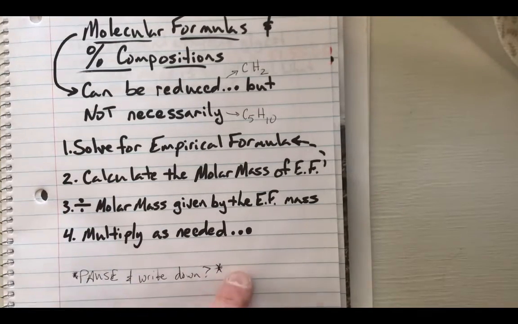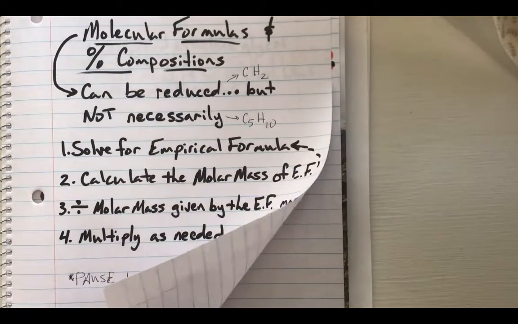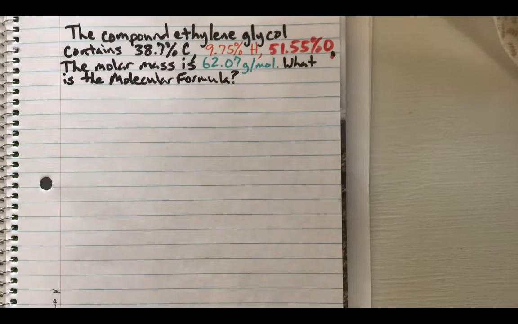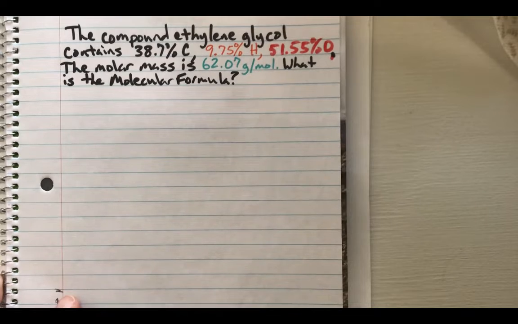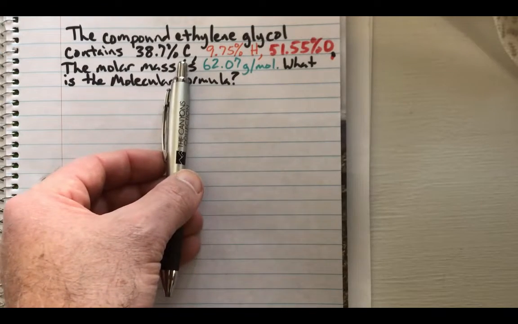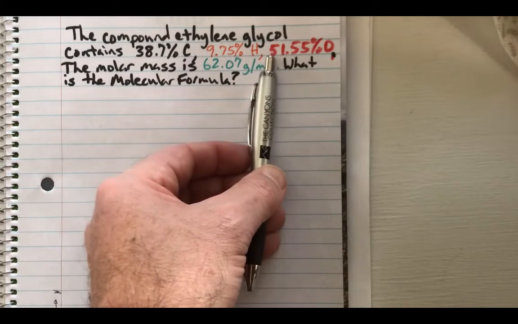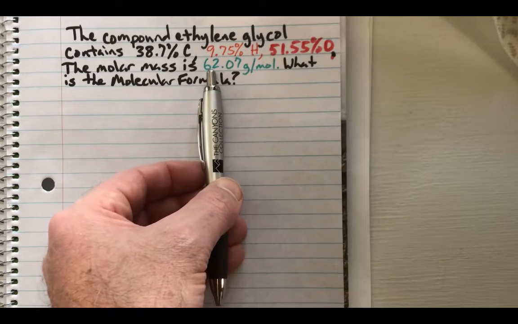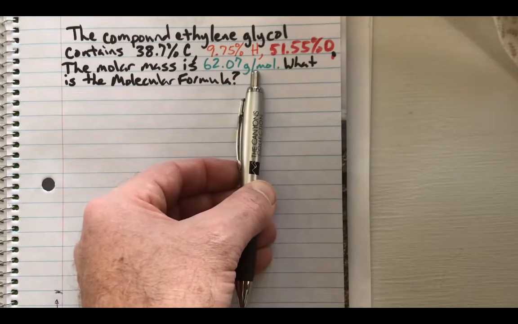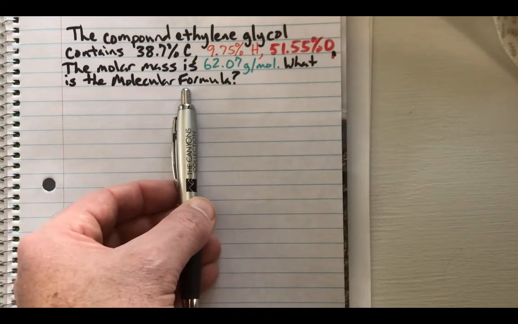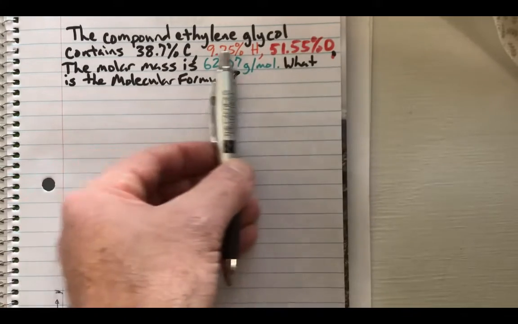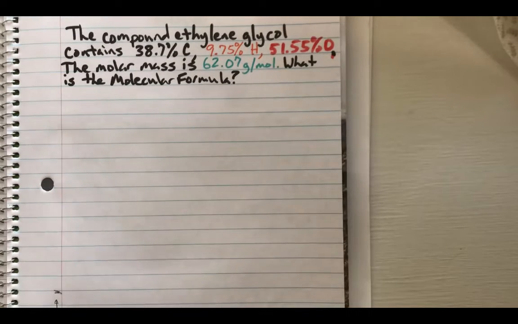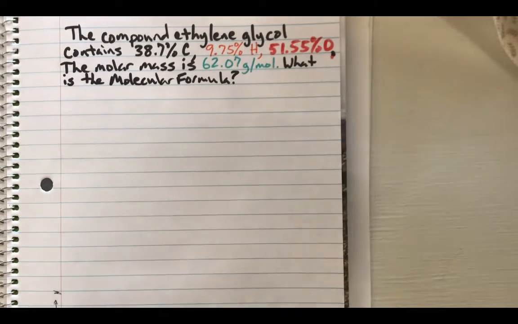It always is best when we get a problem to start looking at how to do it. So here's our first problem. We have a compound, ethylene glycol, and it contains 38.7% carbon, 9.75% hydrogen, and 51.55% oxygen. The molar mass that's given to us of the bigger compound is 62.07 grams per mole. In this, we're trying to calculate the molecular formula. Just like we did in the other ones, we assume that there's 100 grams. So I'm going to take these percentages and make them into grams, and then we're going to solve for them as we go. So I'm going to sit down now and get after it.